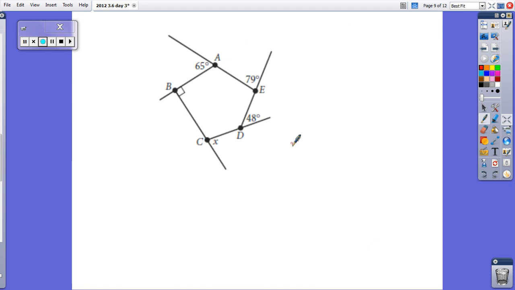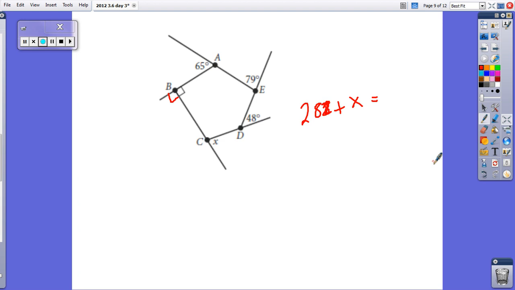In this problem, go ahead and pause it. You notice that you're given every exterior angle, because even though this is 90, we know that this is going to be 90 as far as a linear pair. So I'm going to add up all my exterior angles, except obviously for the x. So 48 plus 79 plus 65 plus 90, and you get 282, plus x.